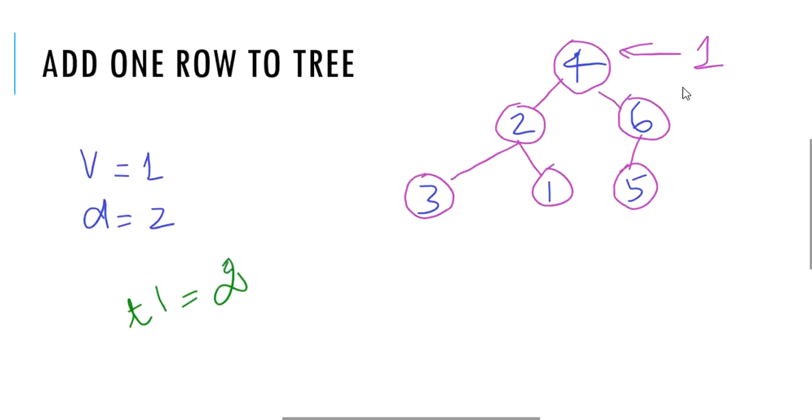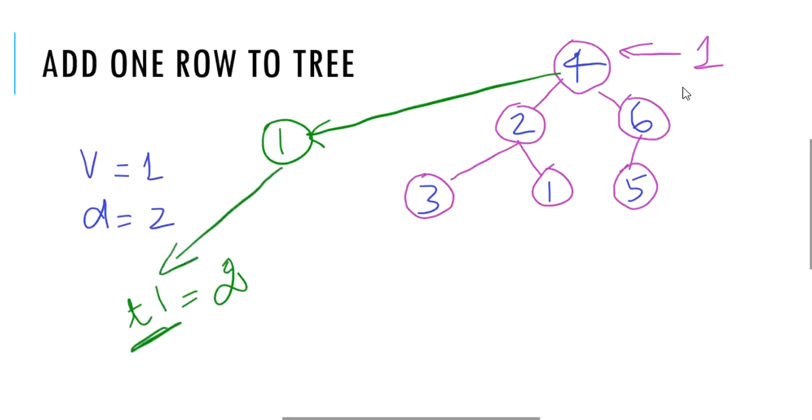So now I'm going to create a new node 1 and attach it as its left child. Once it is attached, I'm going to attach this T1 as the left child of my created node. In the same way, I'm going to create a new node 1 and attach it as its right child, wherein my 6 was stored in a temporary variable.